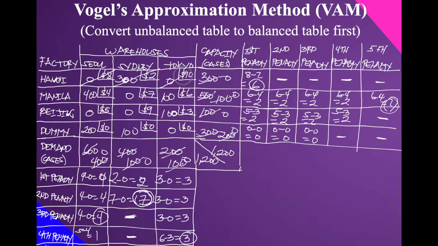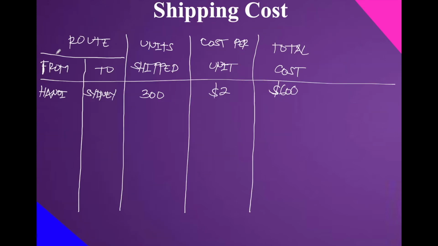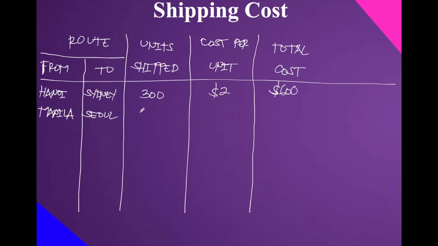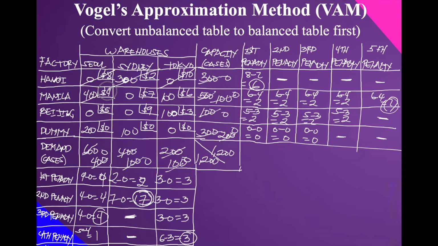Okay, next. Okay na to. Ito, okay na rin dahil 0 naman siya. 400 from Manila to Seoul. So, let's have here Manila to Seoul. Again, 400 units and $4 per unit. Okay. So, 400 times 4, this is 1,600 total cost for that shipment. Okay, and 0 naman siya, cancel na to.